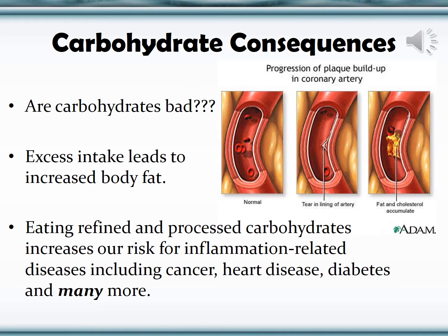Refined processed carbohydrates can also cause inflammation in the body. This inflammation occurs internally and is something that we cannot see, but it is associated with many diseases, one of these being heart disease. Heart disease occurs when we have large amounts of plaque in our arteries. The picture on this slide shows a healthy artery, which is on the left, and compares it to arteries that have some plaque buildup in them.